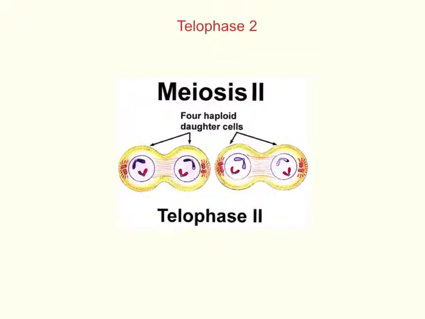Telophase 2 is the final stage of meiosis. In this phase, chromosomes unwind their strands of DNA. Nuclear membranes form around each of the daughter cells, preparing them for cytokinesis. Cytokinesis occurs and the cell division is complete.